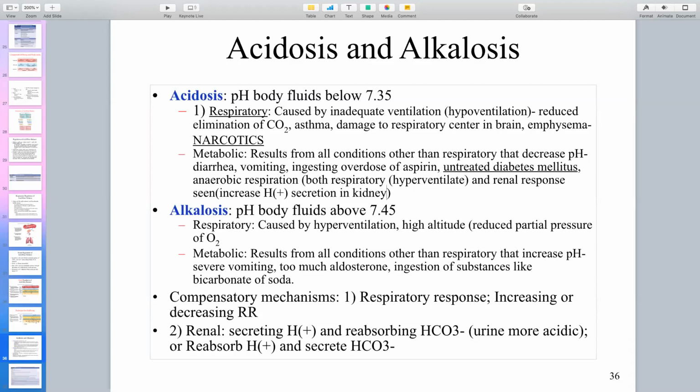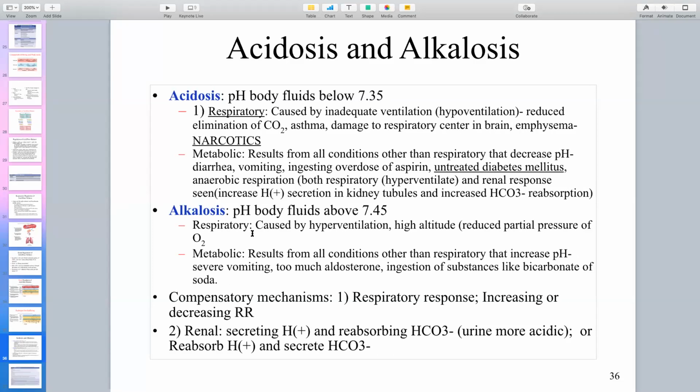In kidney tubules and increase bicarb reabsorption in the kidney tubules. Perfect. See how this works now, right?